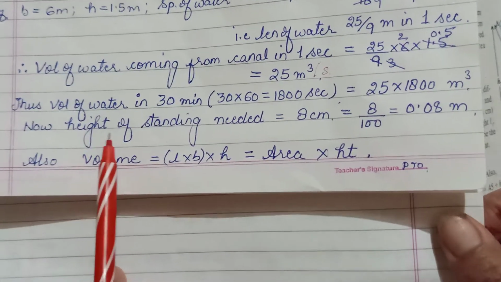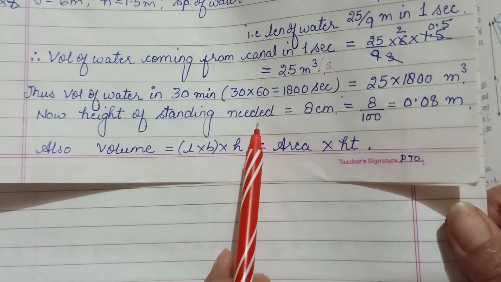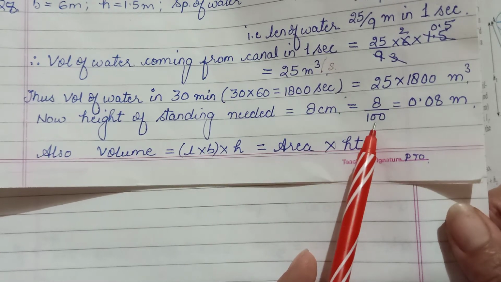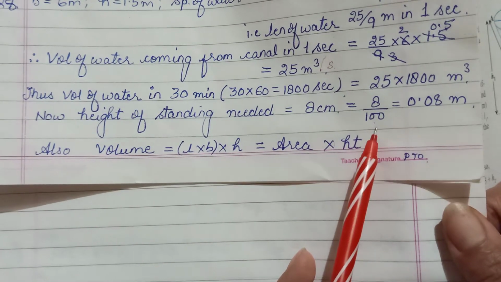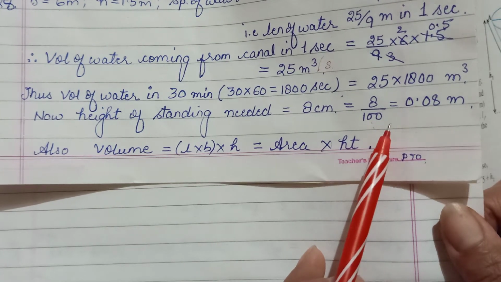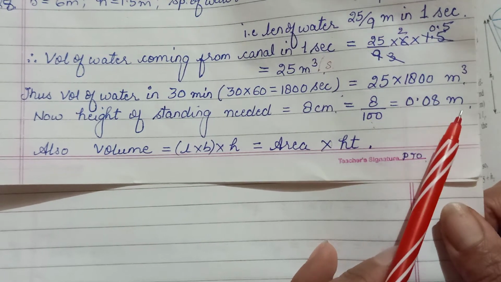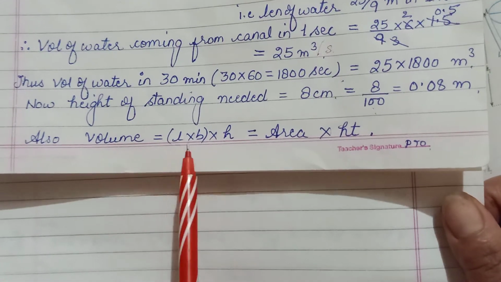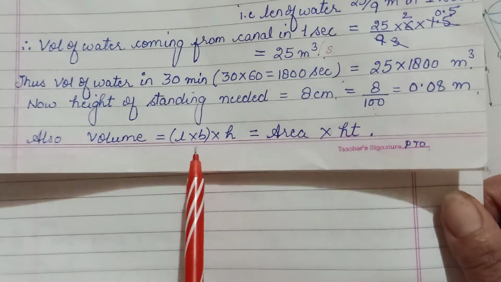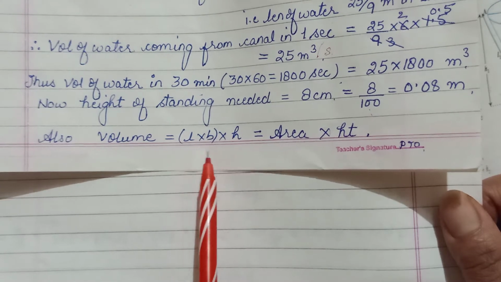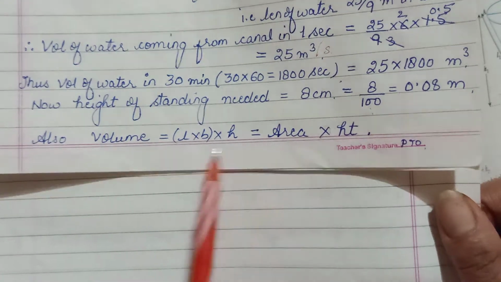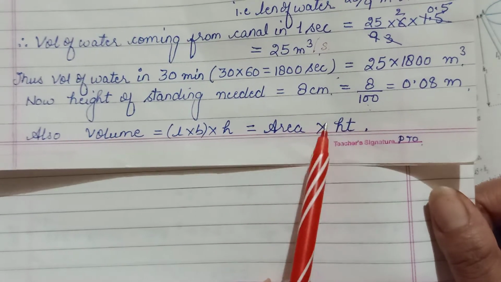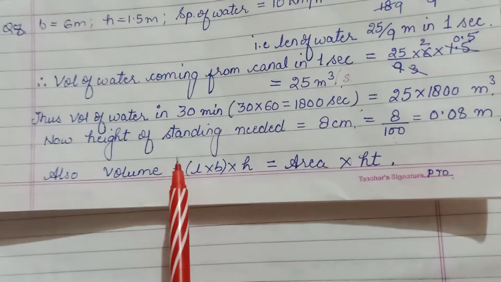Okay, now the height of the standing water was suggested as 8 centimeter, which you need to convert to meters, for which you will divide it by 100. Okay, 1 meter is equal to 100 centimeter. So 0.08 meters हमारी height हो गई. Now we know that volume we know is length into breadth into height. Length into breadth actually means area. Okay, so volume can be written as area into height. Area को अगर आप third dimension height दे दो तो वो volume देने लग जाती है, right?